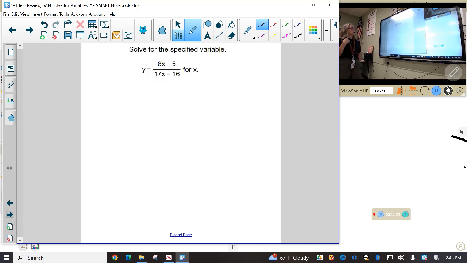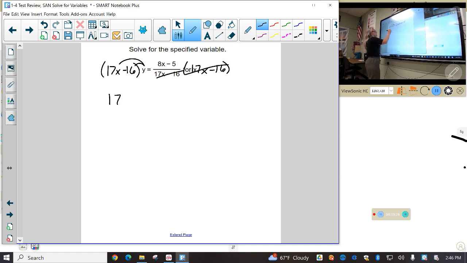Okay, solve for the variable. So we have x in the denominator and we have an x above the denominator. So in order to get it out of the denominator, we have to multiply by the denominator. We just talked about this. We're doing another one. There are 2 of these on the test. So I'm going to multiply by 17x minus 16 on both sides. I'm just going to write on top of that. Okay, this side cancels. This side I'm going to distribute. So I have 17xy minus 16y equals 8x minus 5.